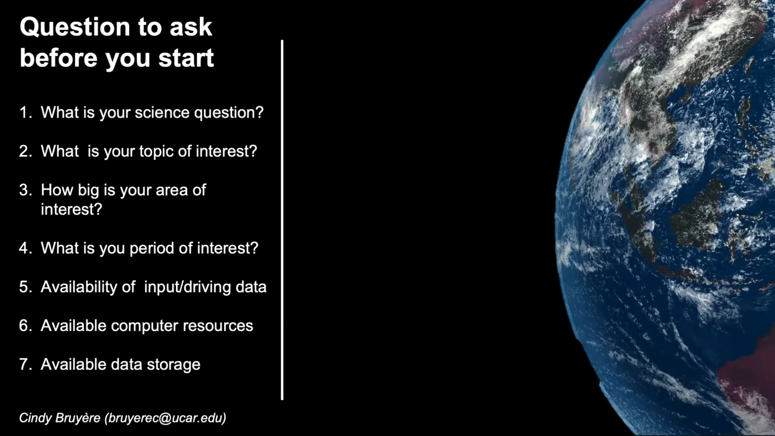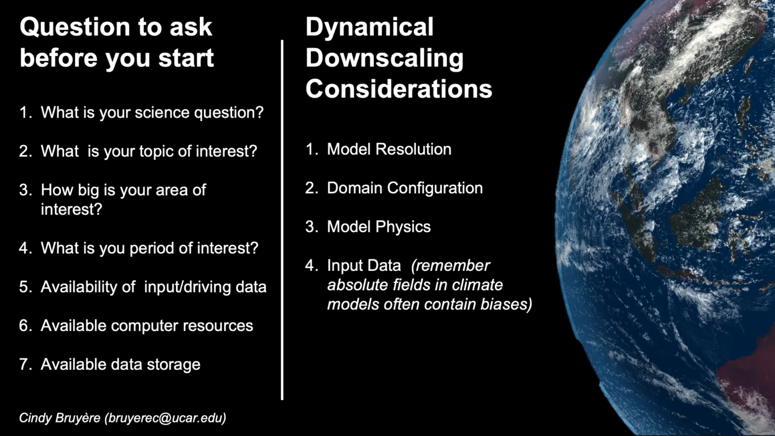And with that, I want to say thank you for listening. And I do want to remind you of the questions that I posed before you even consider bias correction, or before you even consider downscaling to a regional climate model. So what are your science questions, as well as your input data and your computer resources. And if you do decide to do dynamical downscaling, remember the things that I mentioned to consider: your model resolution, your domain configuration and placement, model physics, as well as the input data. And on the input data, remember, absolute fields from climate models often have biases, and consider how you bias correct them carefully before you move forward.